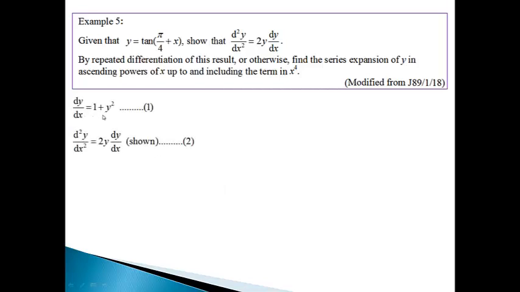Earlier we have dy dx equals 1 plus y squared. Now we differentiate this equation 1 implicitly with respect to x. On the left hand side, differentiating dy dx, I should get d2y dx squared. On the right hand side, differentiating 1, I get 0. Differentiating y squared, I should get 2y dy dx. So shown.